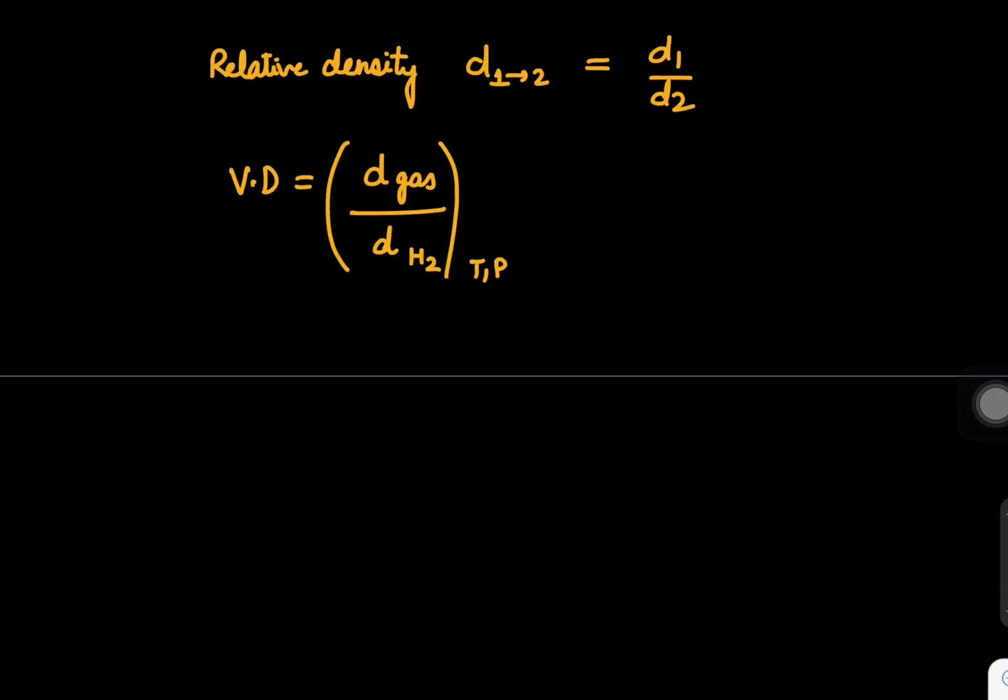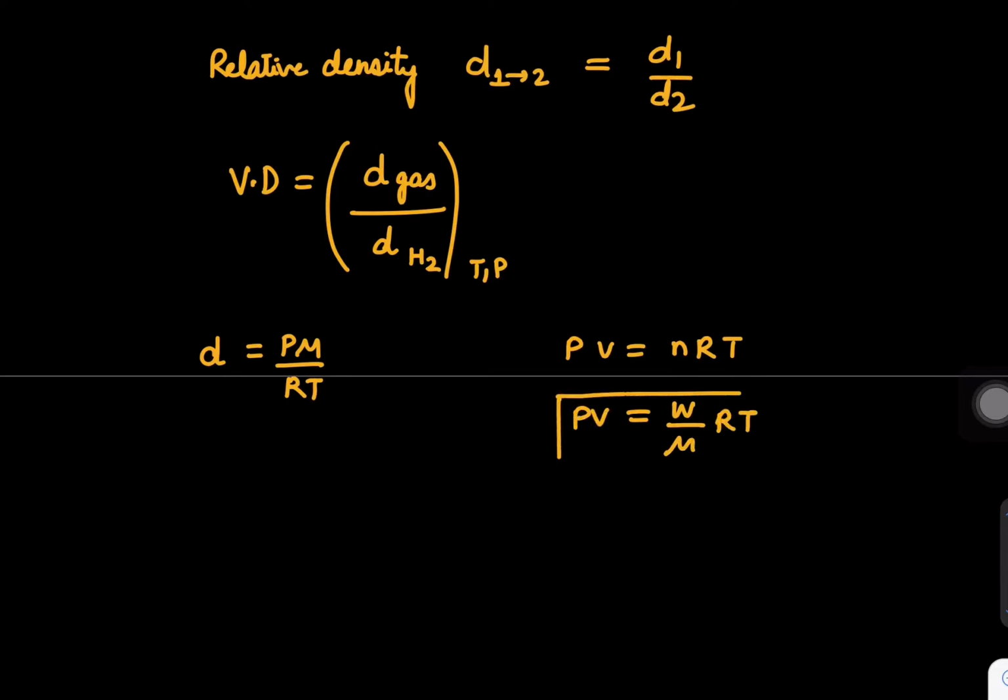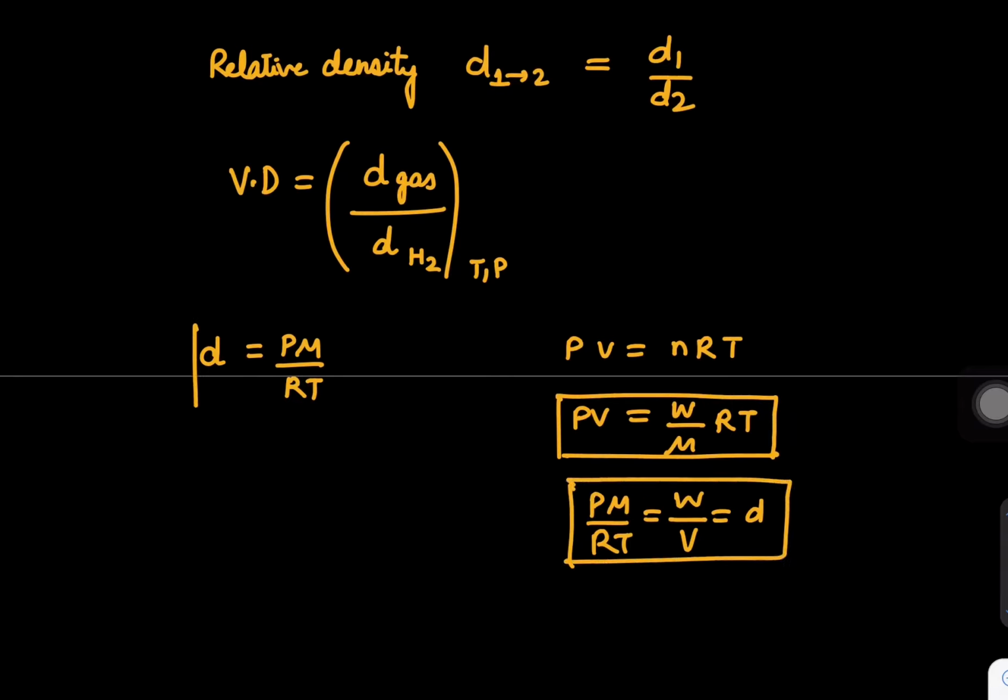As we know, the density is written as Pm upon RT. What is the proof of this? We know PV is nRT. Number of moles is weight divided by molecular weight, so PV is W by m RT, right? Using this result, just simplify. D is Pm by RT. How can you get this? W by V is how much? Pm upon RT. And what is W by V? Nothing but density, because it is mass by volume, right? So d is Pm by RT.